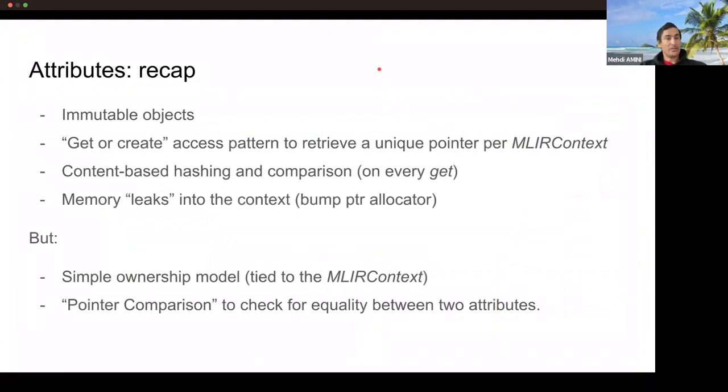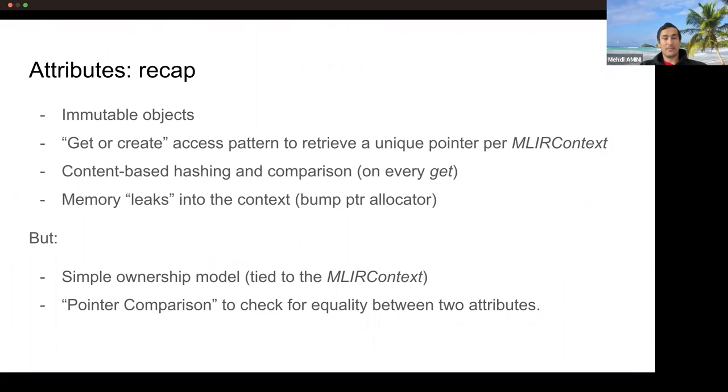So the recap for attributes is that those are immutable objects. They get created and they can never be mutated. It's a get-or-create access pattern. So you get to retrieve a unique pointer per MLIR context. The data will be in the MLIR context. You have some content-based hashing. You saw this tuple that is created.